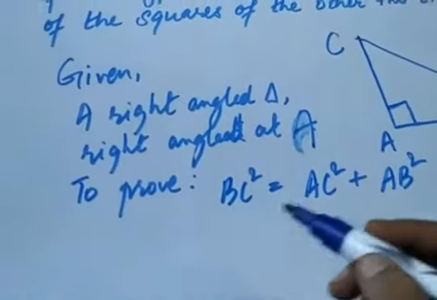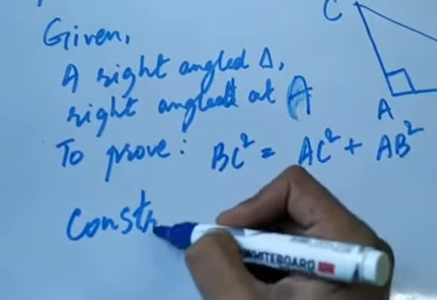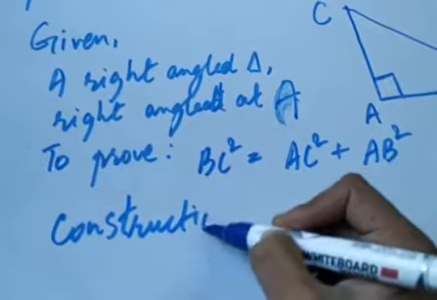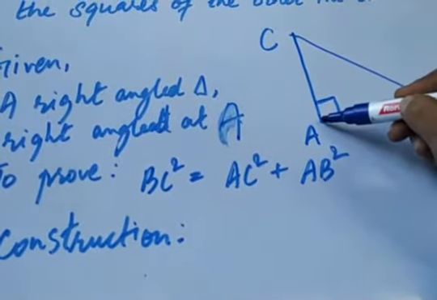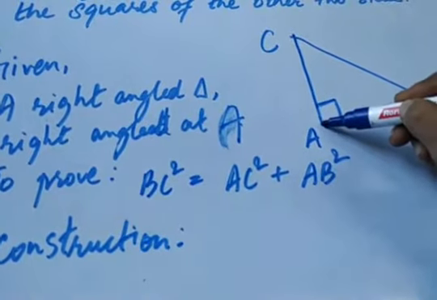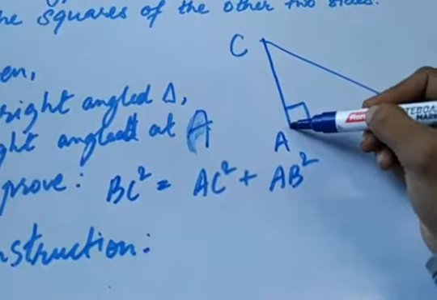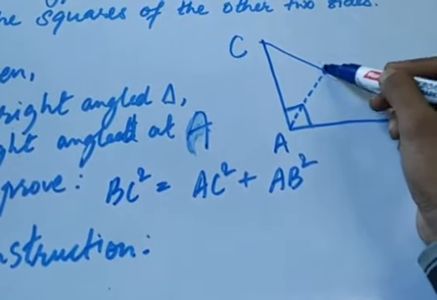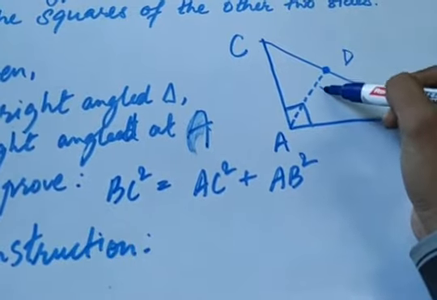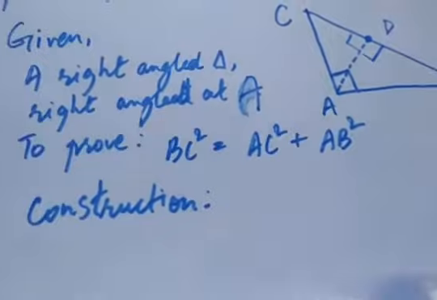For this we need to do a small bit of construction. So your construction is, before we start with the proof, that we are drawing a perpendicular from A to BC at D. So we are drawing this perpendicular from here at point D. So since it is a perpendicular, you have to mark it as a perpendicular. Okay, so that would be your construction.